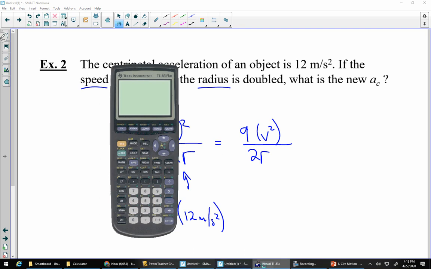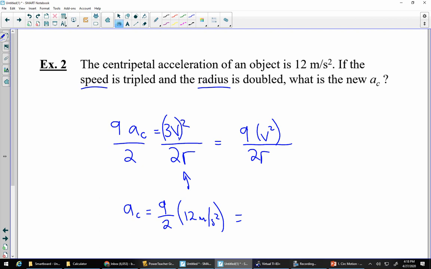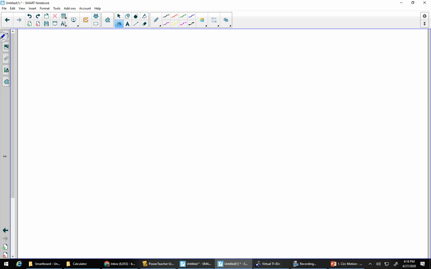So if I were to plug this into my calculator, I would simply do 9 divided by 2 times 12, and it works out to be 54 meters per second squared. Cool, we've done some proportionality work before. It's a little bit trickier with the squared part, but remember you are multiplying the speed by 3 first, and then the whole thing is being squared, which we can simplify.